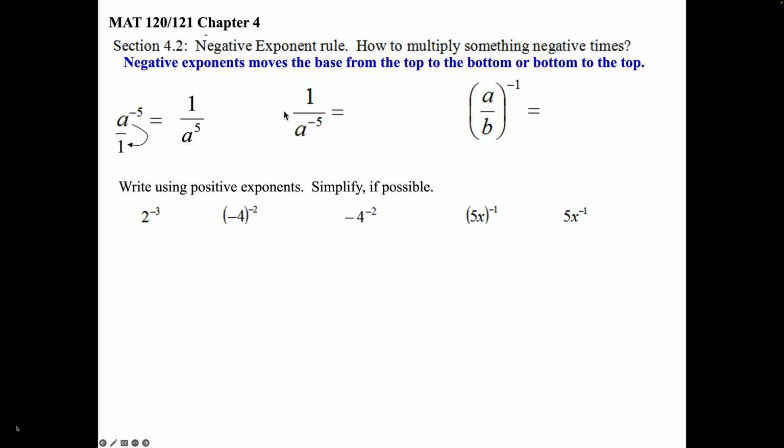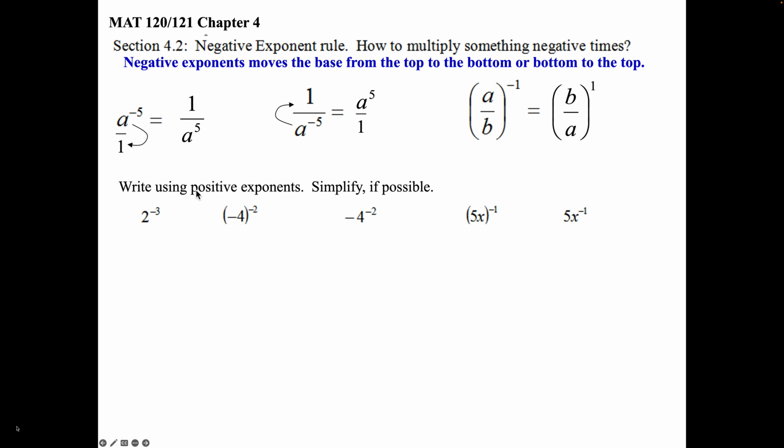And that also works if my a to the negative 5th starts on the bottom with the negative exponent. We're going to take this and move it up to the top as a positive exponent. Now, if you happen to have a fraction inside of parentheses raised to a negative power on the outside, then you flip the whole entire fraction. A goes to the bottom, B goes to the top, all to a positive 1. So if this was a negative 3, then this would become a positive 3, and it would be b to the 3rd over a to the 3rd.